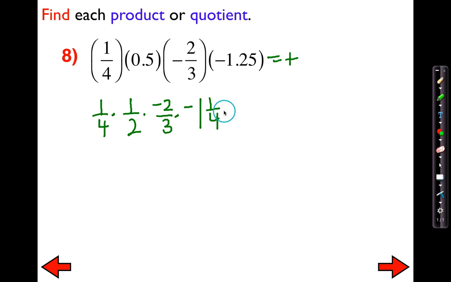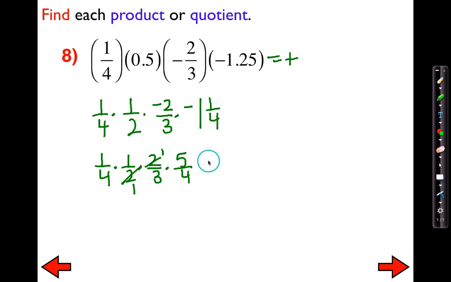Now I am going to turn this into an improper fraction, so I'm going to keep this the same. 4/1, 1/2. Notice I'm going to make this 2/3 because I already took care of the sign. And I'm going to turn this into an improper fraction, which would be 5/4. Now I'm going to check if I can cross reduce with any of these fractions. I notice these two fractions have a 2 in common, so I'm going to cross reduce that to a 1. Now, are there any other factors I can reduce?